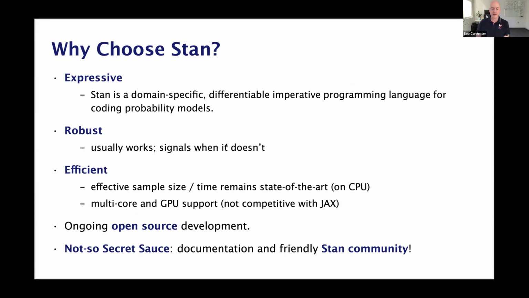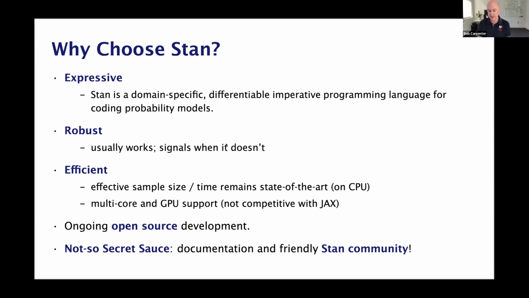Why do you want to choose Stan? Well, largely because it's expressive, right? It's a particularly easy way to write your models down, and it's a domain-specific language. So it means the language is set up to match the way probability models are defined. And it's fairly robust. It usually works, and when it doesn't work, it signals where it breaks. This is still a tricky problem. I'm not claiming we have the diagnosis of bad fits problem solved here.